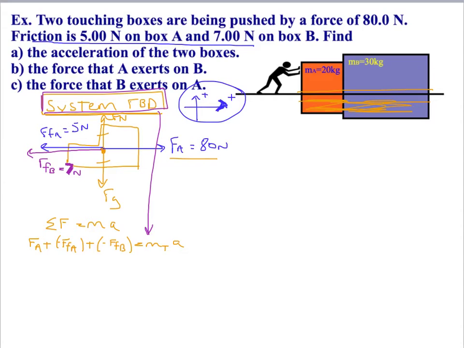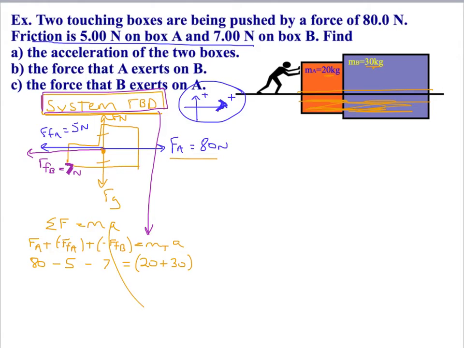The applied force, we know what that is. That's just 80 newtons, in the positive direction. Friction was negative because it's in the negative direction, so that's 5 newtons. Friction B is 7 newtons, again in the negative direction, that's why it's negative. The two masses, we've got 20 kilograms and 30 kilograms, so I'll say 20 plus 30. You can do that in your head, that's just 50, but just to show you where these things are coming from.